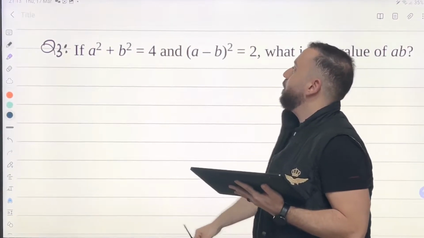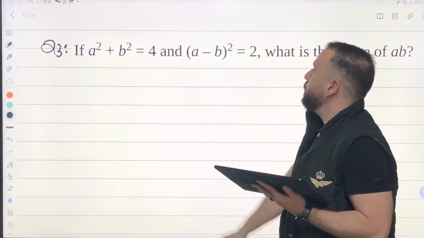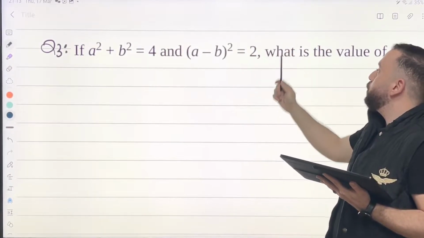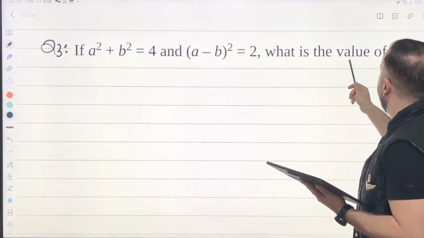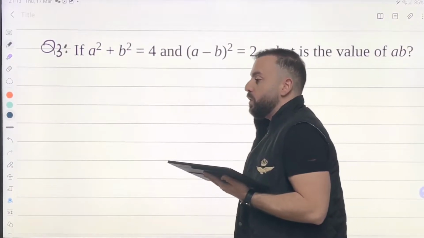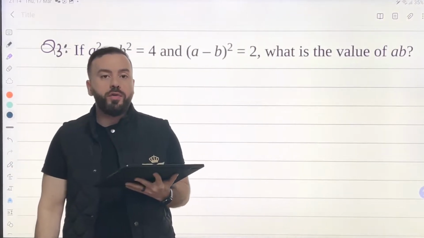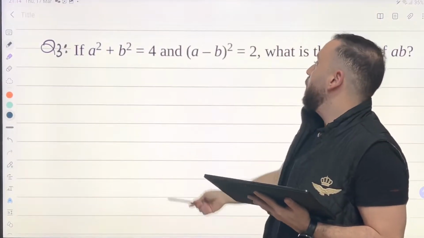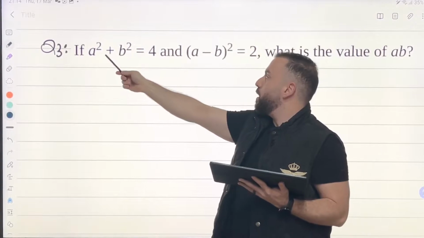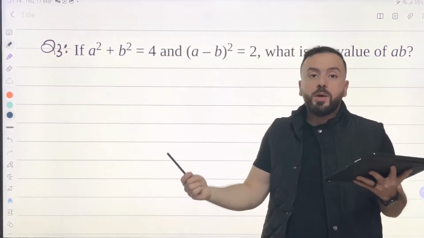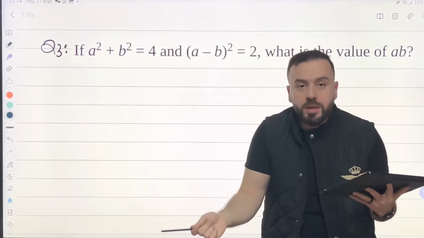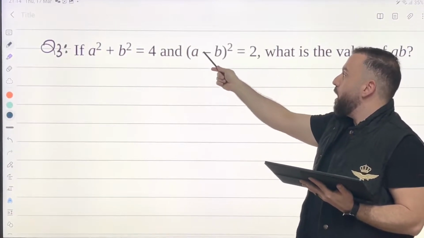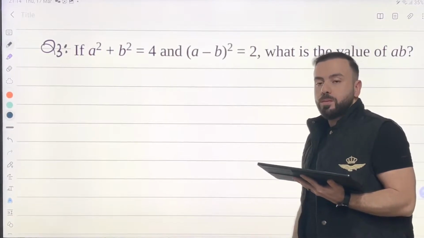It's telling me that if a squared plus b squared is equal to 4 and a minus b is equal to 2, what is the value of ab? So the question is asking me to get the value of the multiplication of a times b. So I have a squared plus b squared equal to 4. Where can I use it? Think. I also have a minus b all squared is equal to 2.